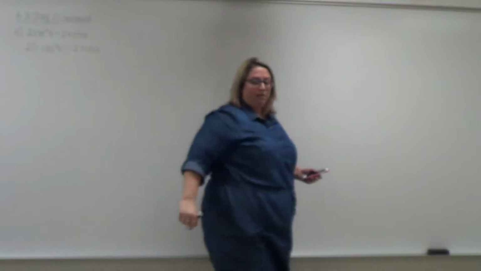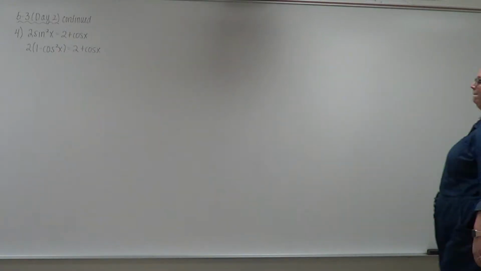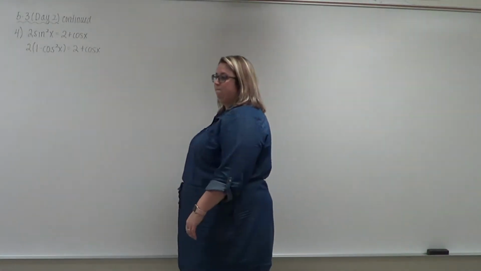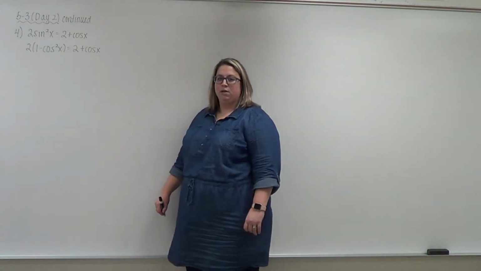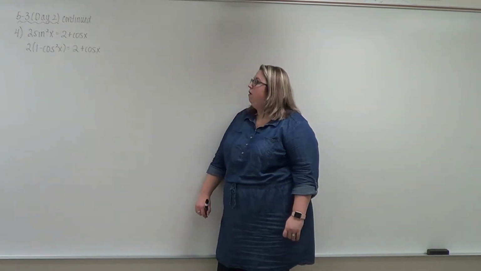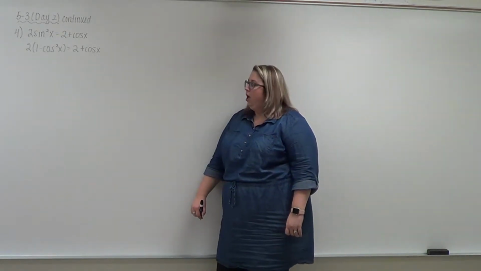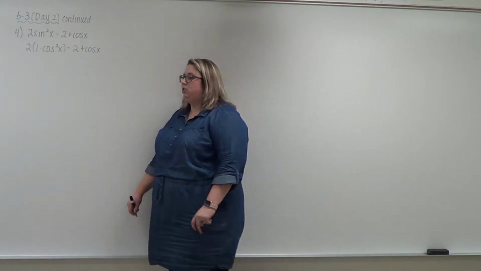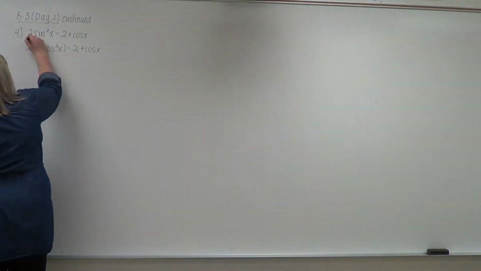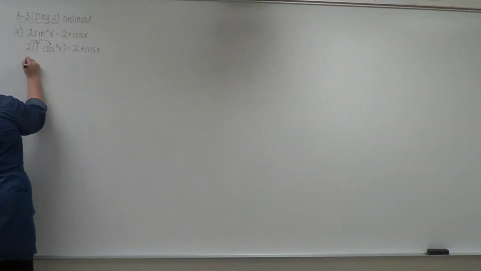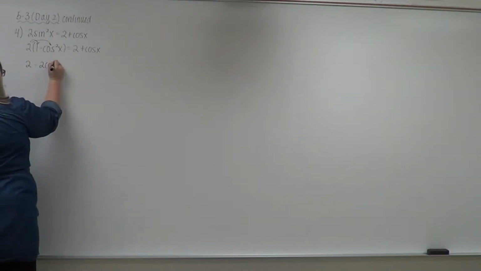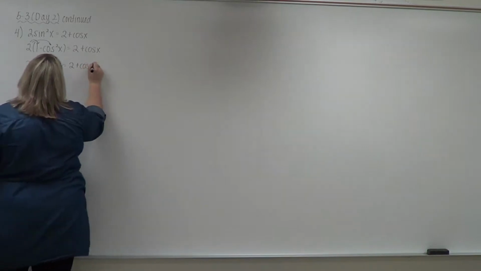So you're going to leave the 2 out? Yes, because they'll have to get distributed. And is that when you're going to use the odd and even stuff? Not yet. We'll talk about that tomorrow. Okay, so then I would distribute. So I would have 2 minus 2 cosine squared equals 2 plus cosine.